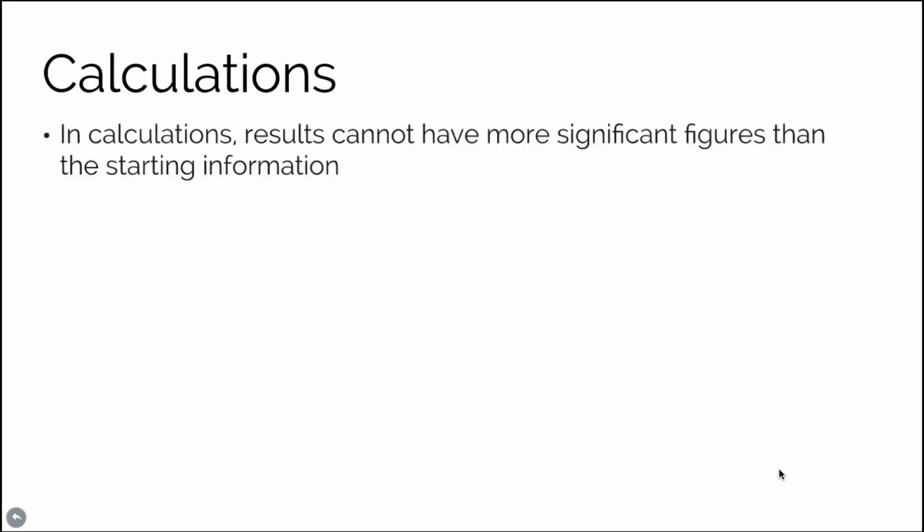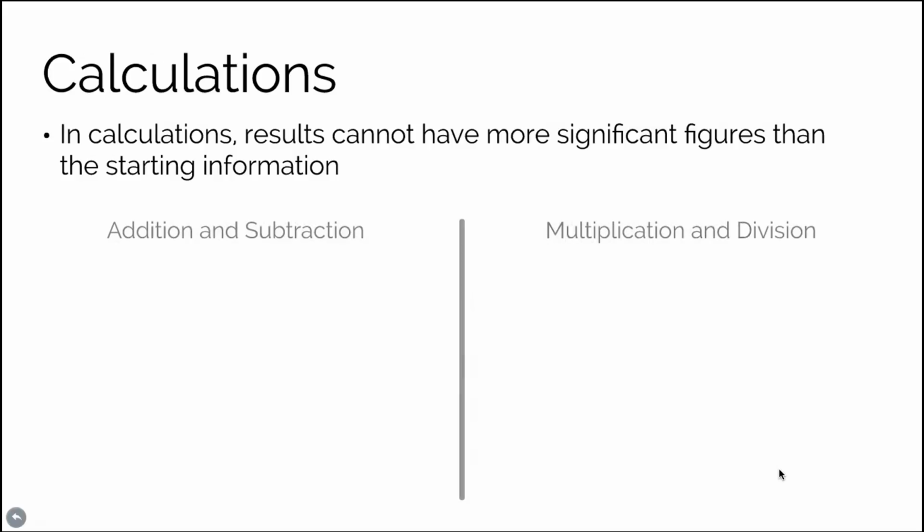All right, so let's talk about how to deal with these in calculations, because a lot of the times you'll have different measurements and some of them might not be as accurate as others. When you're dealing with calculations, the results that you get cannot have more significant figures than the starting information that we started with. So we can have 2 different cases. We can deal with addition and subtraction, or we can deal with multiplication and division.